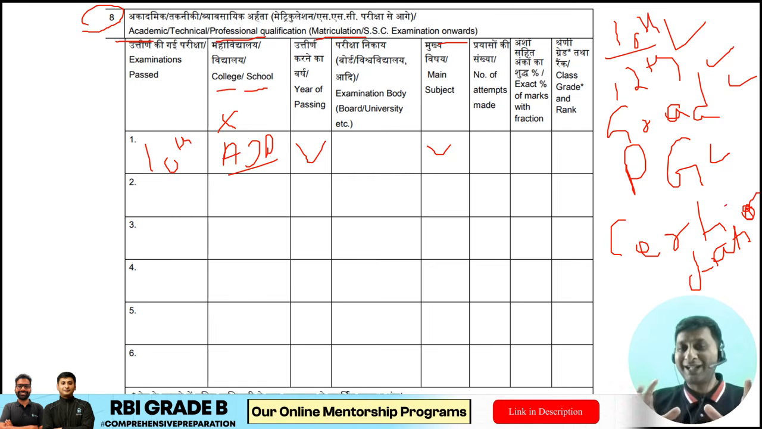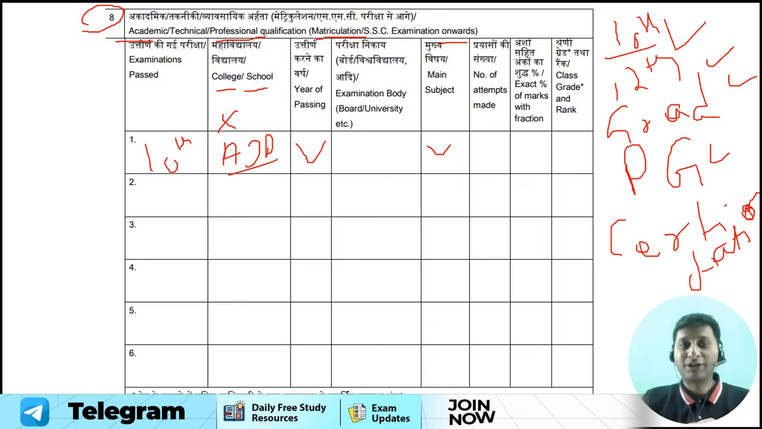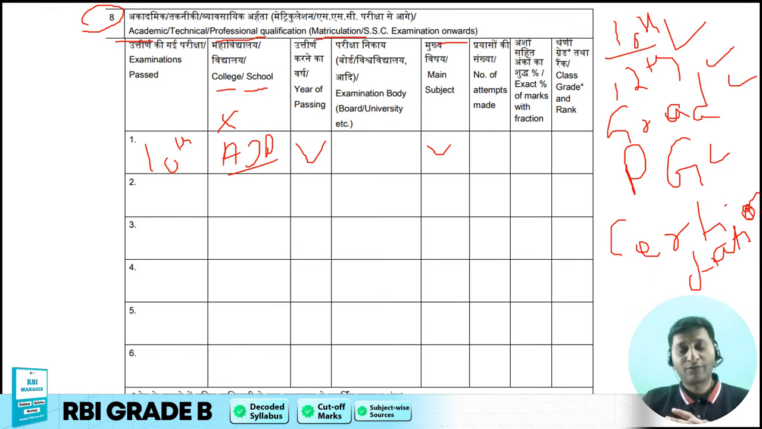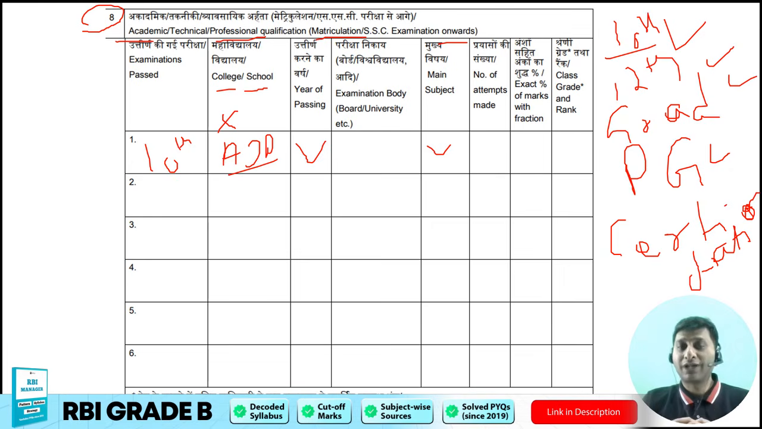Do not hide anything here. There is no point in hiding anything because you have to be honest. They would have all your records and they can, anyways, do background verification. So whatever is the actual information, give only that. Then exact percentage of marks with fraction.